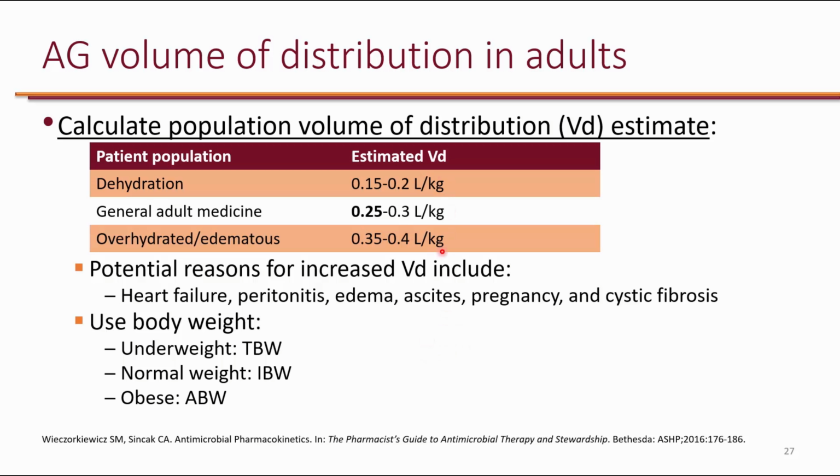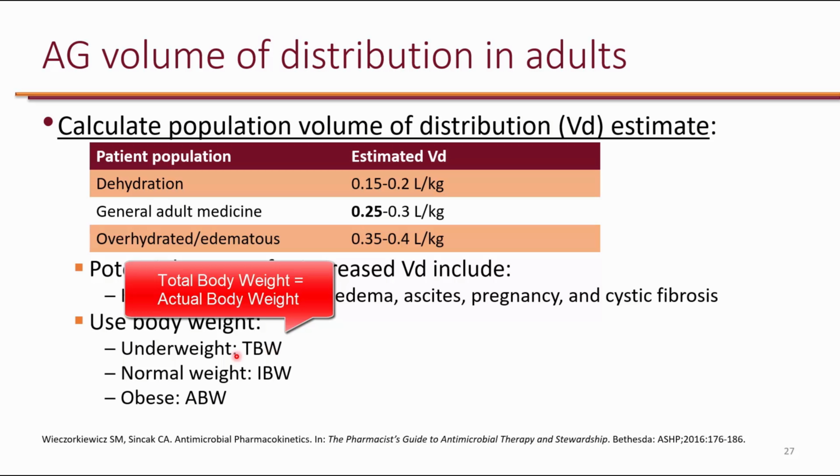Now, of course, because these numbers are liters per kilogram, you have to make sure that you use the right weight. So generally speaking, for a normal person, we're going to use ideal body weight. If someone weighs less than their ideal body weight, you should use their actual body weight, which will be the smaller number. And in an obese patient, we're going to use adjusted body weight.